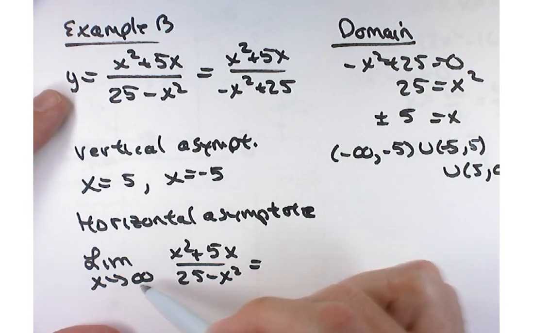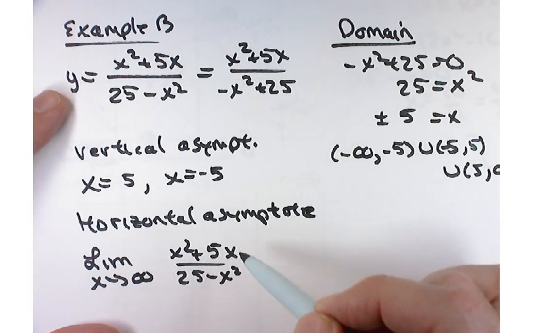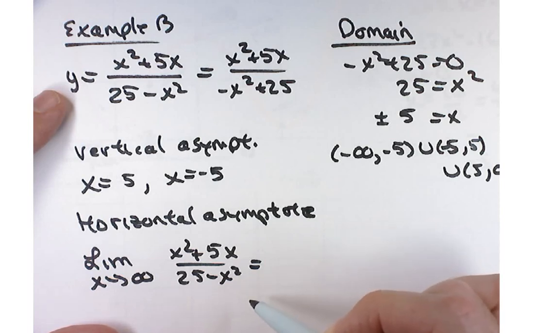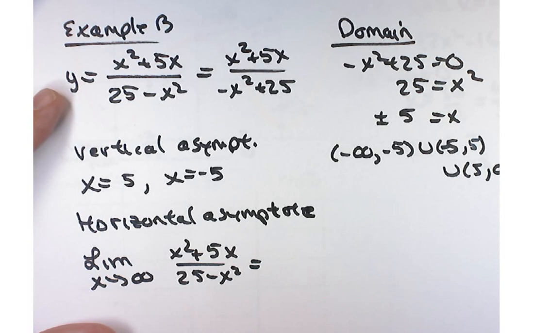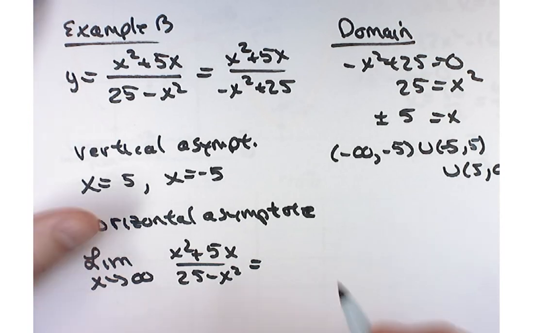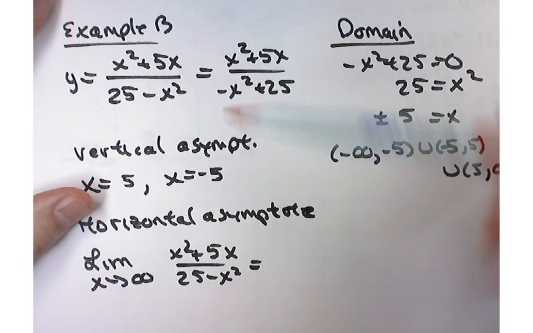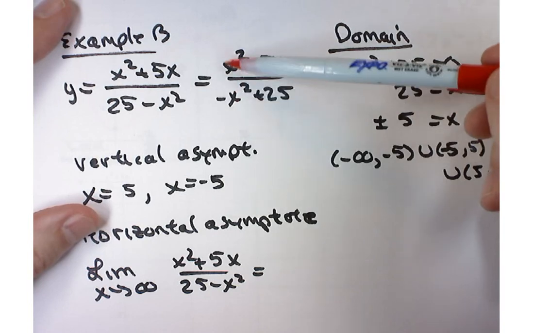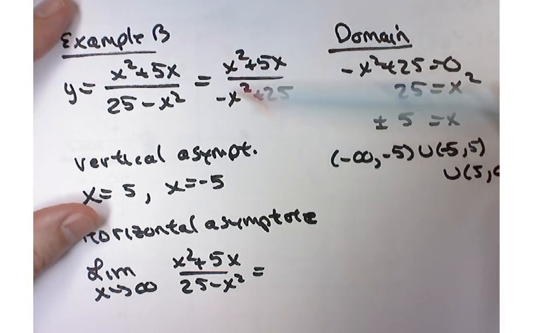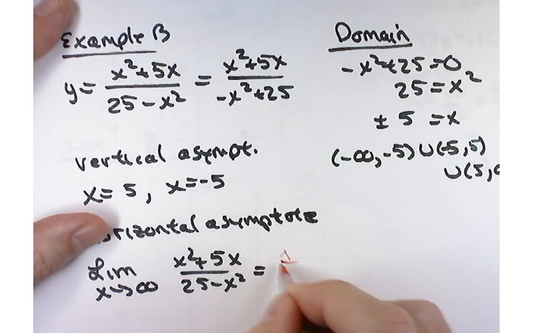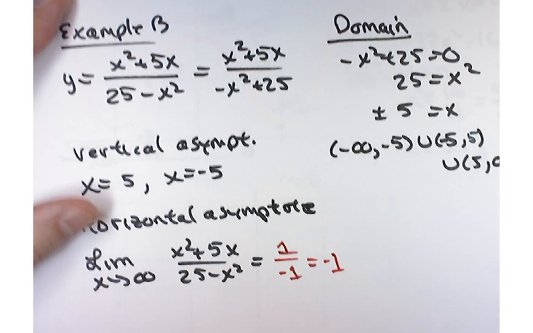If you plugged in the limit, you would have infinity over negative infinity. So yeah, you could, but it would actually take 2 iterations before you get to the limit. What's the faster way to do this limit? Take the limit of the leading coefficients, right? You've got a 1 here and a -1 here. 1 over -1 is -1.